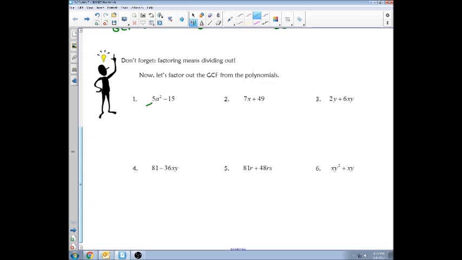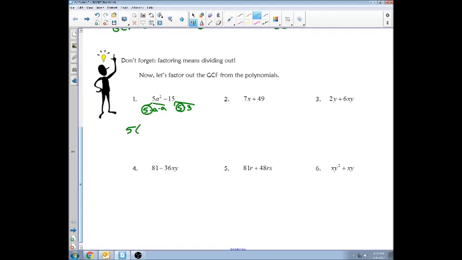So I'm going to make a factor tree of 5a squared, which would be 5 times a times a. Then I'll make a factor tree of 15, which is 5 times 3. I'm going to circle what they share. So they share the 5. So my GCF is going to be 5. I have the 5 outside.